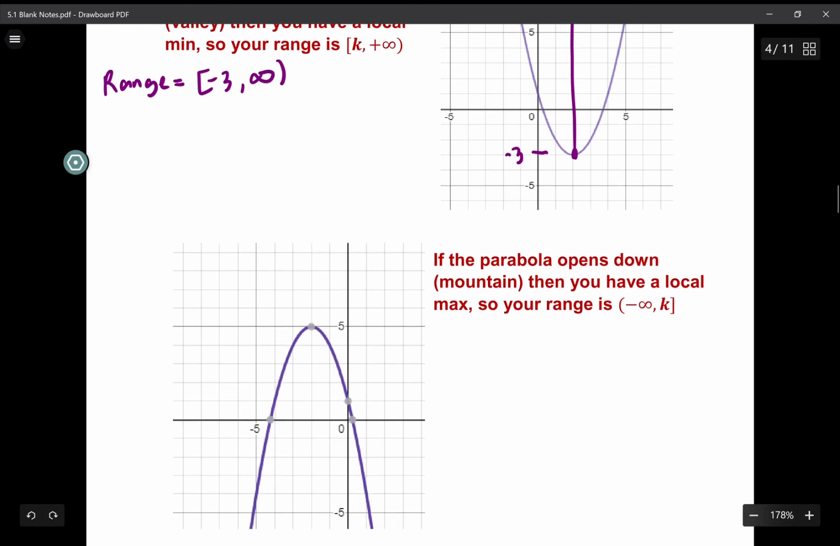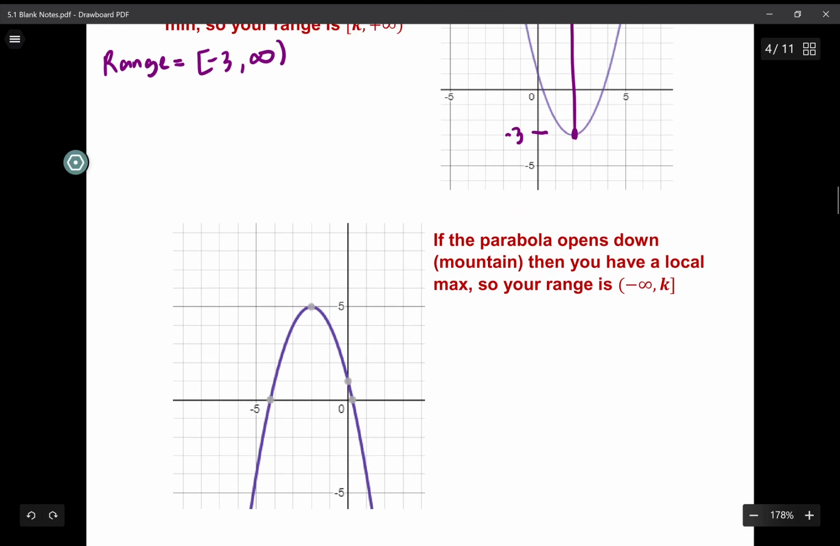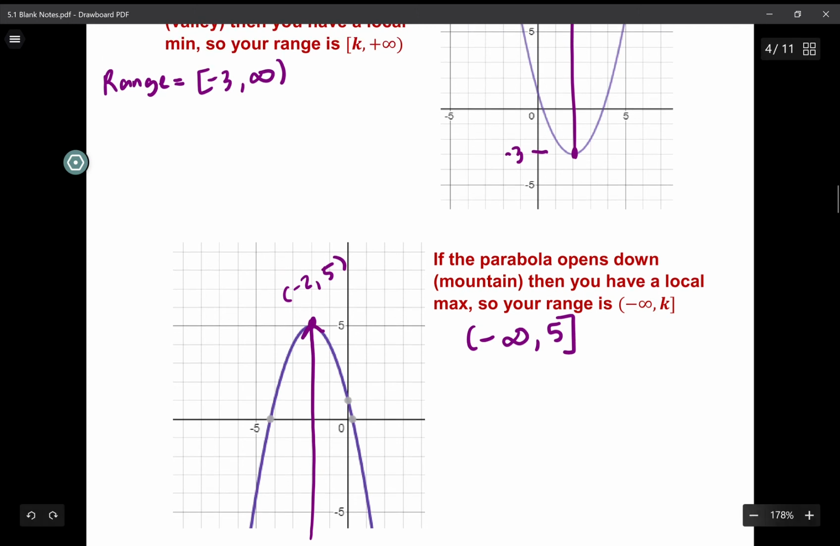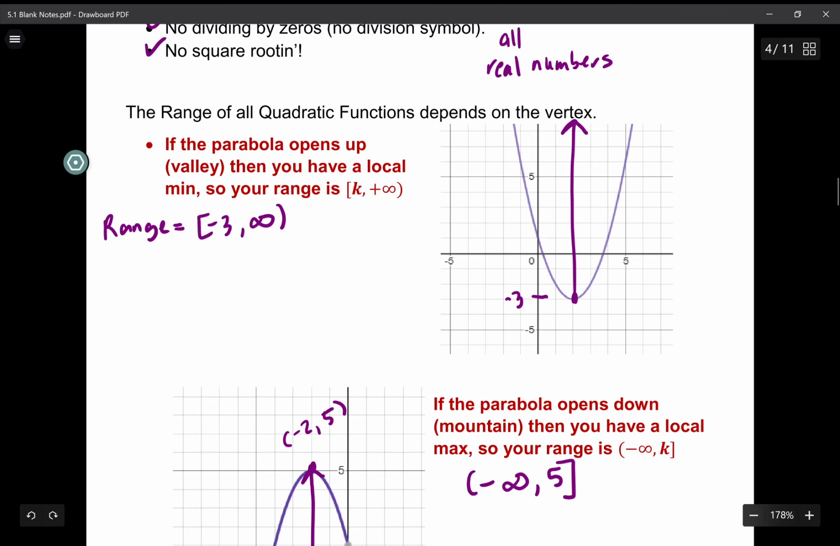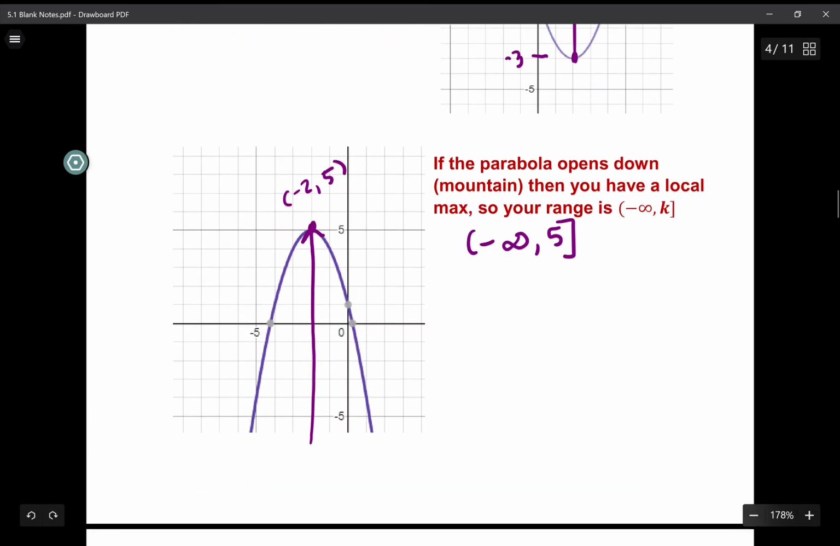However, if you have a parabola that opens down, looks like a mountain, then you have a local maximum. So your range goes from -infinity up to that value. Well, this looks like it's about at (-2, 5). So in this case, my range goes all the way from -infinity up to that maximum. So my range is -infinity to 5. Finding the domain and range of quadratics isn't too bad. The domain, remember, is all real numbers, and the range depends on if it's an opening up quadratic or an opening down quadratic. All right, that's it for video 1.